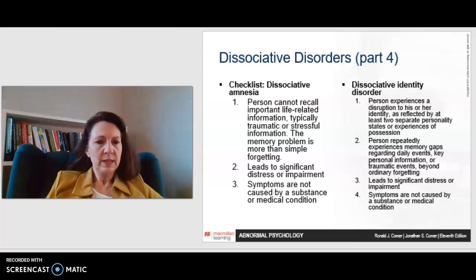In dissociative identity disorder, a person experiences a disruption to his or her identity, and so at least two separate personality states or experiences of possession are developed in the person. The person repeatedly experiences memory gaps about daily events, key personal information, or traumatic events beyond ordinary forgetting, which leads to clinically significant distress or impairment, and again, the symptoms aren't caused by a substance or medical condition.